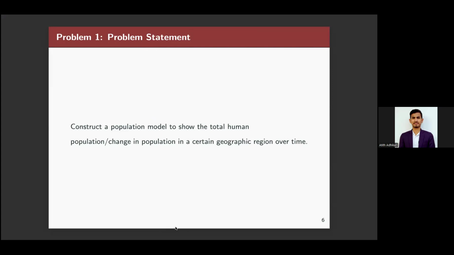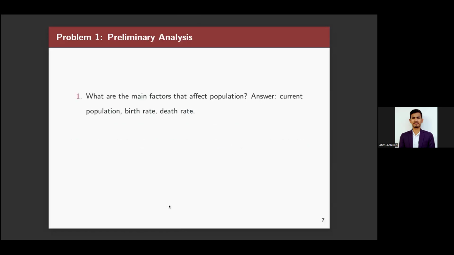It seems like there weren't many ideas, which is perfectly fine. So now I'll be guiding you through this process step by step. I guess we'll start with a few questions. The first question is: what are the main factors that affect population? The answer I gave here is the current population, the birth rate, and the death rate. Now I think you can list many more factors.